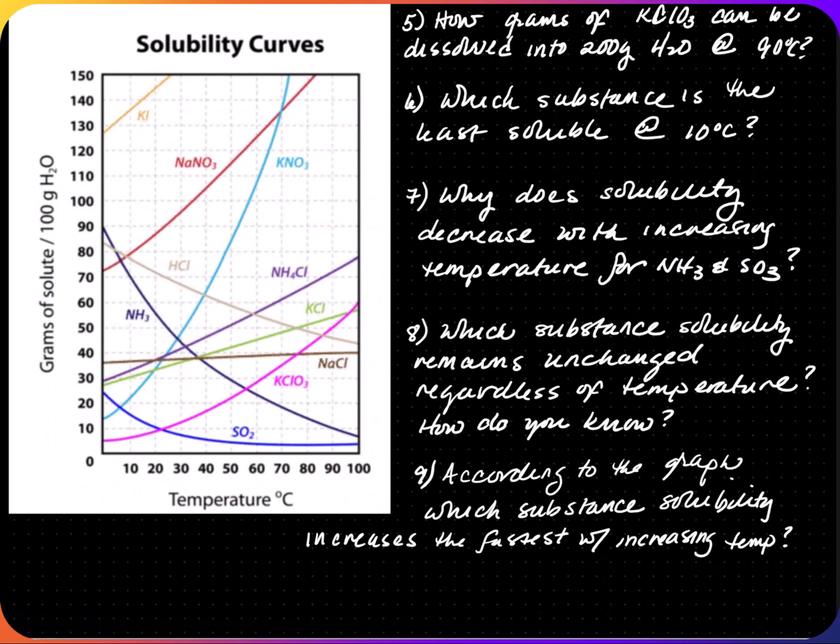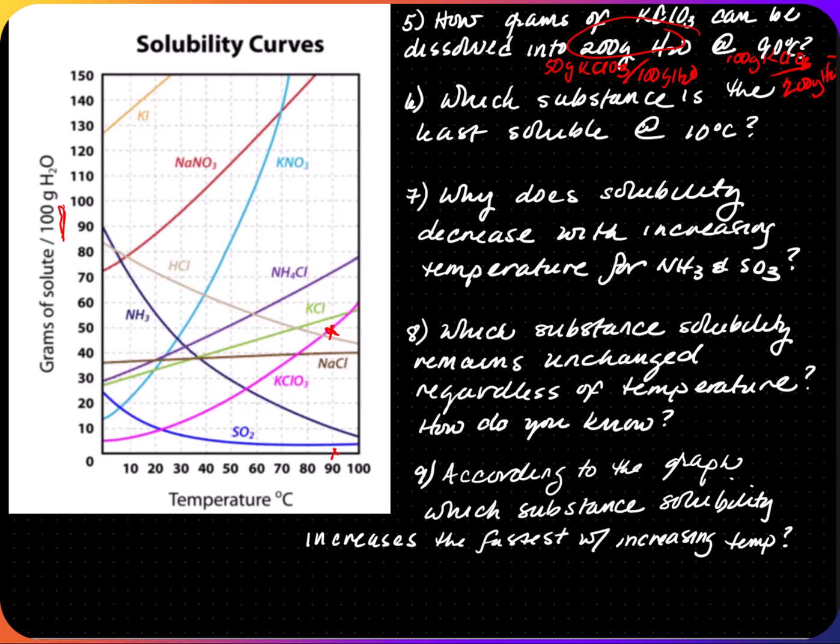Pause the video, try these problems on your own, and then check your answer. How many grams of KClO3 can be dissolved in 200 grams of water at 90 degrees? So at 90 degrees, KClO3 is the pink one. It's around right here. So that's about 50 grams KClO3 per 100 grams of water, because the vertical axis is in 100 grams. Since we are looking for 200 grams of water, we need to double this. So it's going to be 100 grams of KClO3 per 200 grams of water.